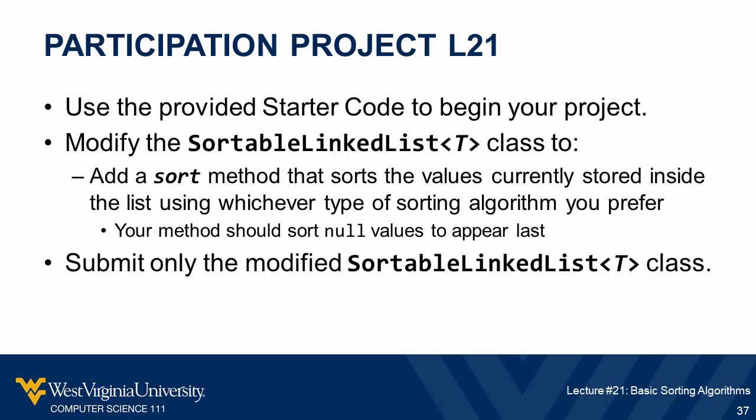The list itself should be sorted when you're done, so that if you retrieve whatever item is in element 0, that's going to be the first thing from our sorted results. You can use whichever sorting method that we've looked at in this lecture that you prefer, but your approach should allow null values to be stored inside the list. And when things are sorted, those null values should appear last at the rear end of the list. When you turn in this project, you should only submit your modified sortable linked list class.